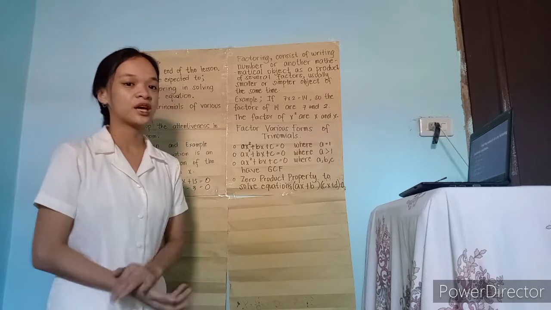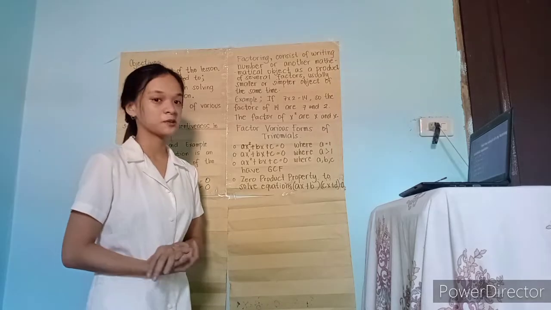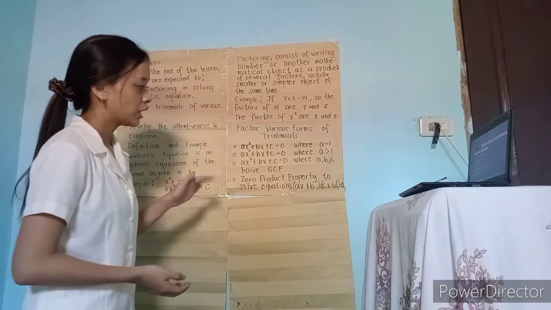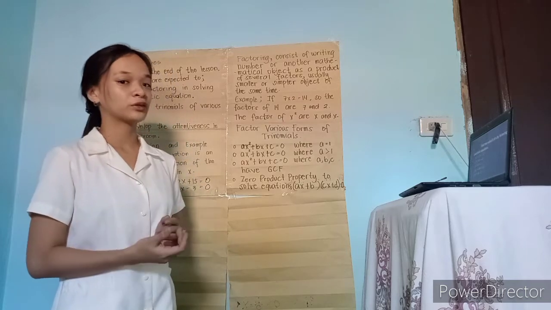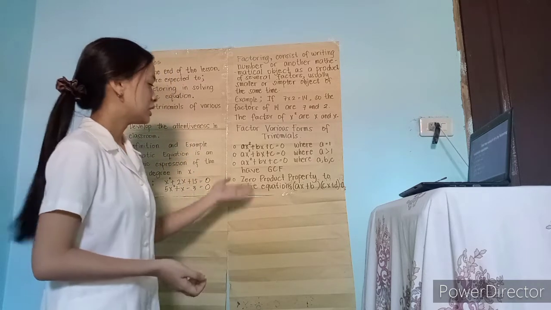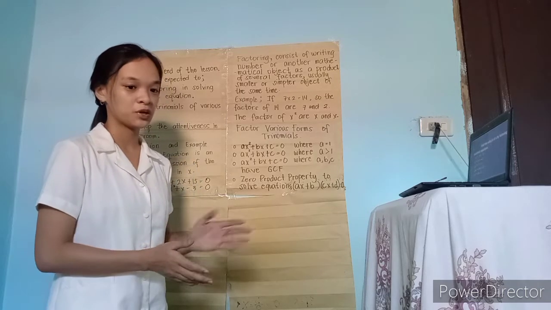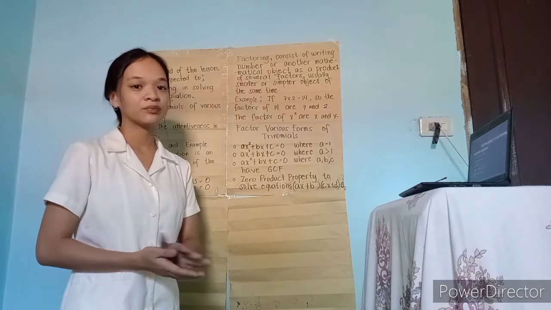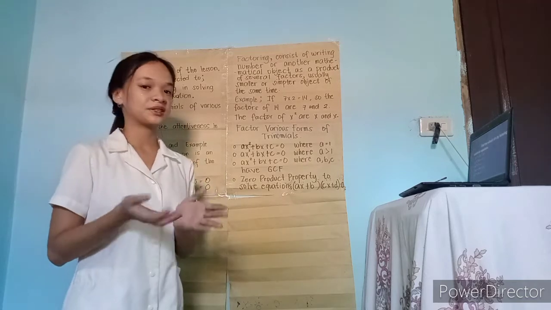A is greater than 1. Next, here, ax squared plus bx plus c is equal to 0, where a, b, and c have a GCF. Before using factoring, we need to get the GCF, or the greatest common factor, of the equation. After that, it is easy to factor. I'll give an example later.